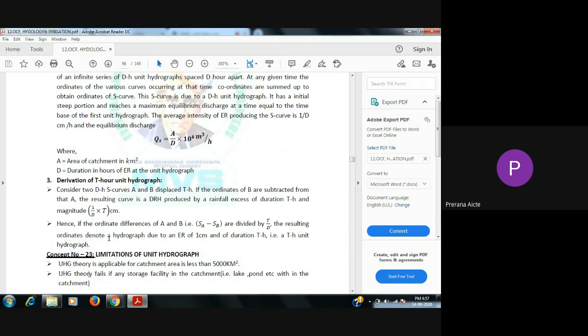Now, if the ordinate differences of A and B are S_A minus S_B, this S_A minus S_B is divided by T/D, that is (S_A minus S_B) by T/D. The resulting ordinates denote a hydrograph due to an effective rainfall of 1 centimeter and of duration T hours. That is the T-hour unit hydrograph.